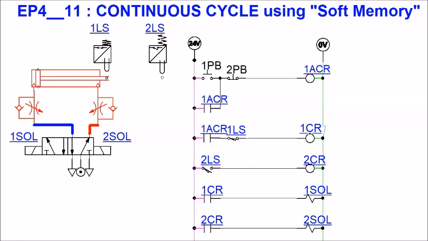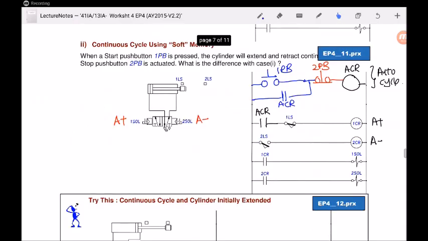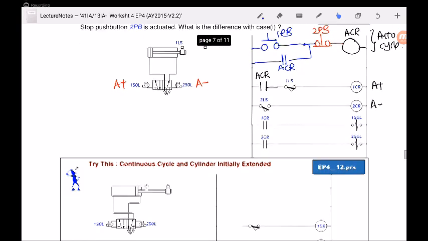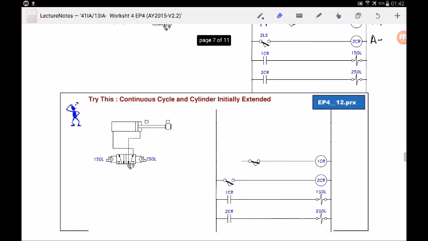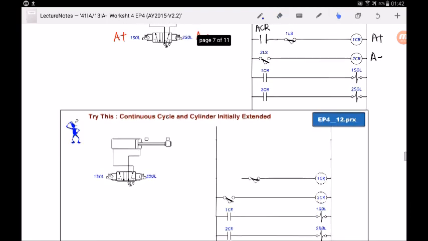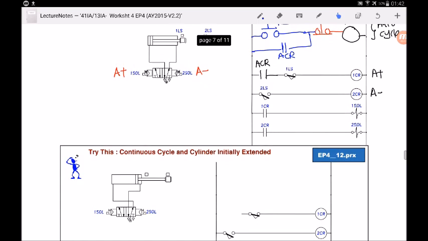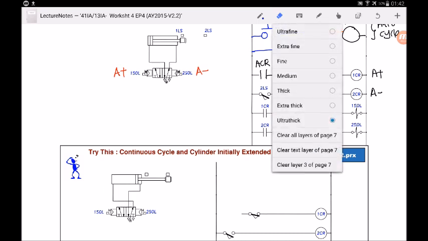Now we will go back to the worksheet. Now we are back to the worksheet and we will look at this circuit over here, whereby we will still achieve a continuous cycle but with the cylinder initially extended. So let's take a look at this pneumatic drive circuit and understand why the cylinder is now initially extended. As you can see over here, comparing this circuit with the previous circuit, the pneumatic tubing has been swapped. So let's visualize this.